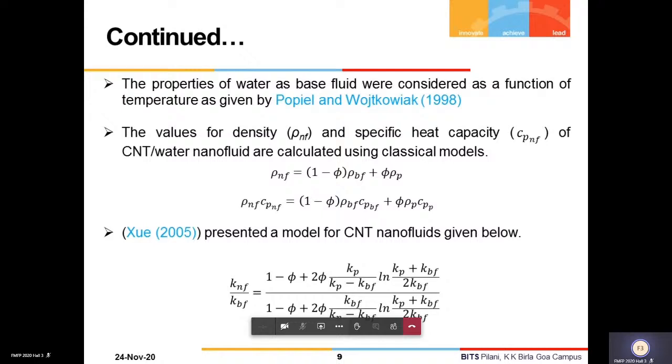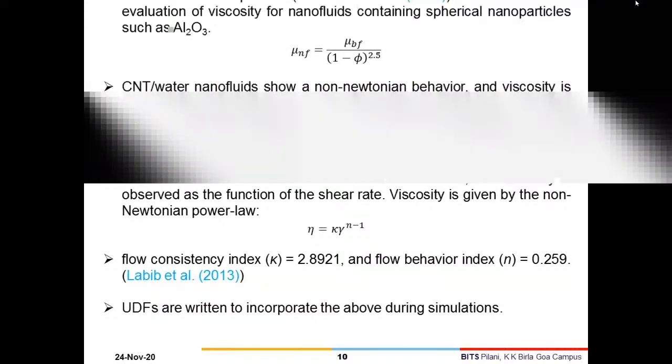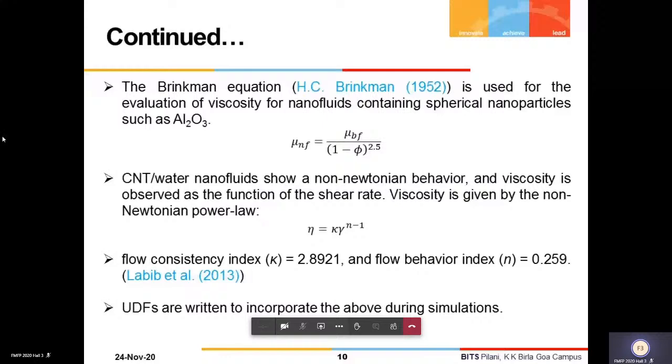Now, for evaluation of viscosity of nanofluids with spherical nanoparticles, the Brinkman equation is very popular, which is given here. But the CNT nanofluids have a non-Newtonian behavior, so the Brinkman equation cannot be used. So the viscosity for CNT nanofluid is given by the non-Newtonian power law, where the flow consistency index and the flow behavior index were evaluated using the experimental data given there. So the UDFs are written as per the correlations given here, and they were incorporated during the simulations.